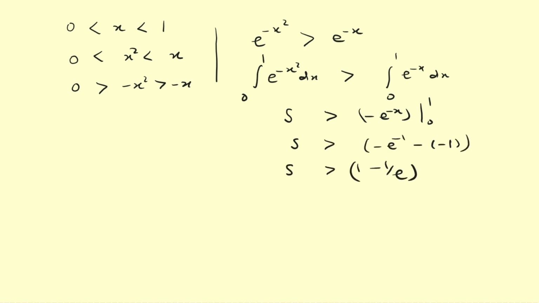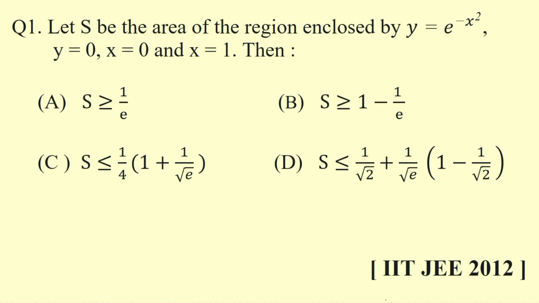So if you say second option, which says S is greater than or equal to 1 minus 1 by e, which is option B, so that also comes out as correct. Now the third option says S is less than or equal to 1 by 4 times 1 plus 1 by root e. Now this is a complicated expression. Let's try to find this area in our graph.